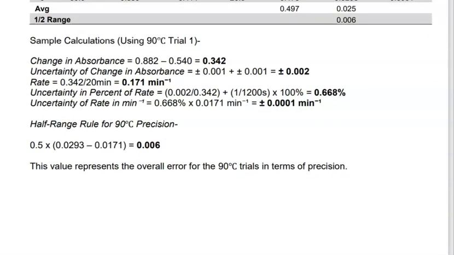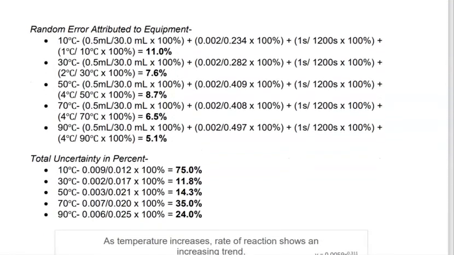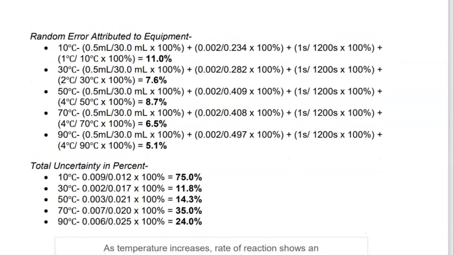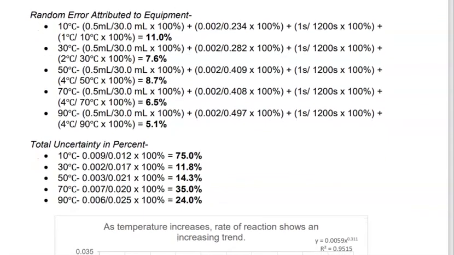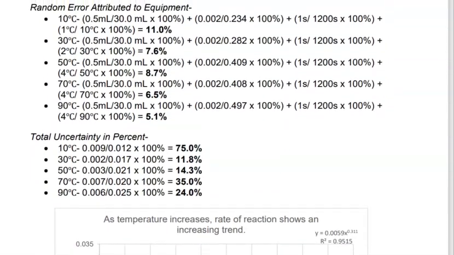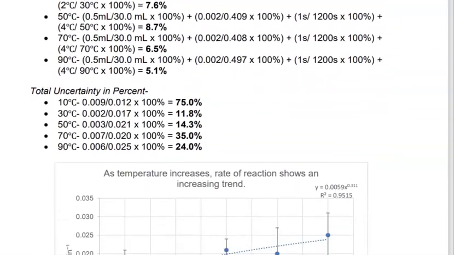Sample calculations. The uncertainty of the equipment, it would be random. You can speak to this in the next section, but that's fine. It tells you how you do the calculations.